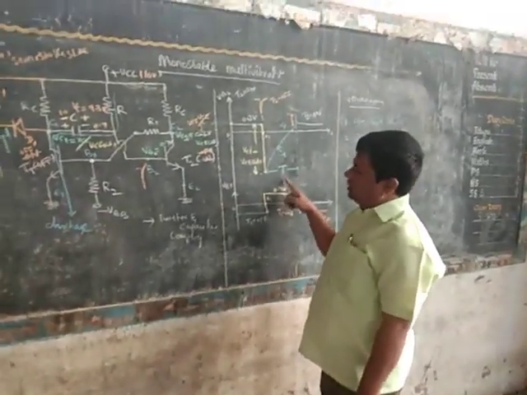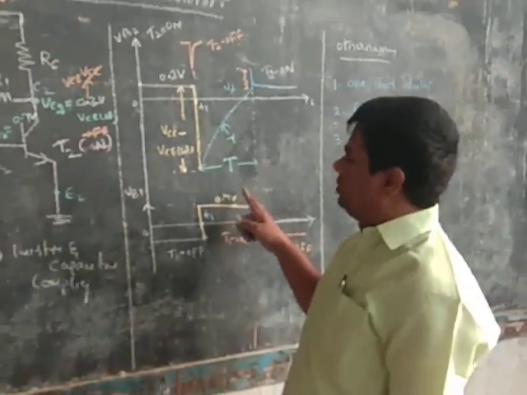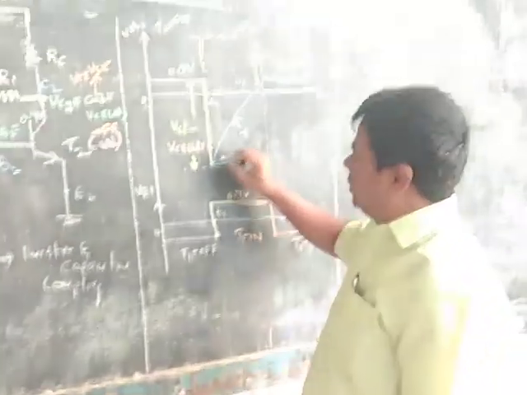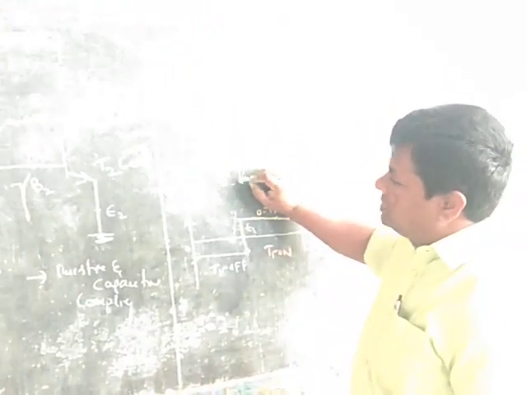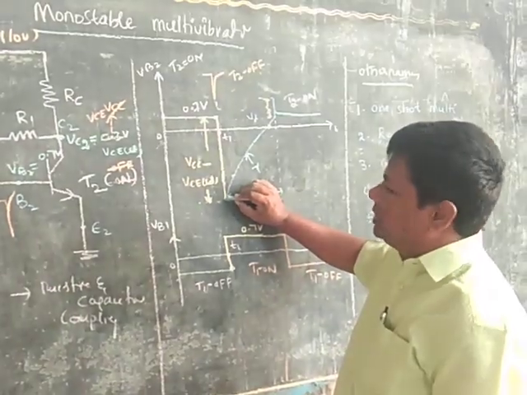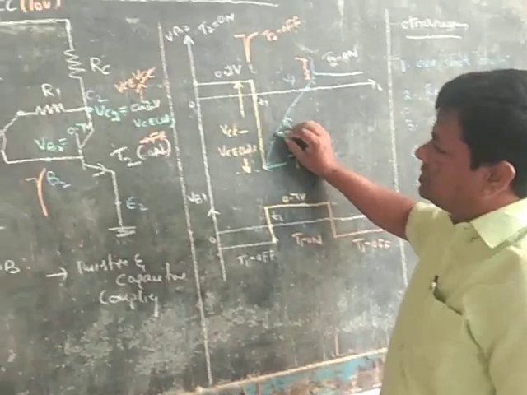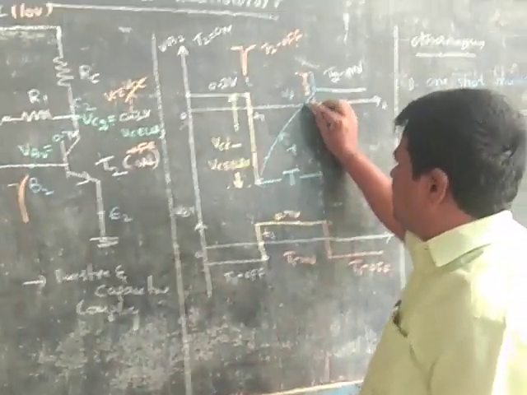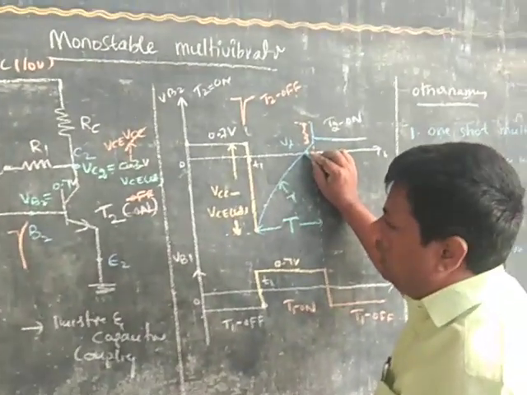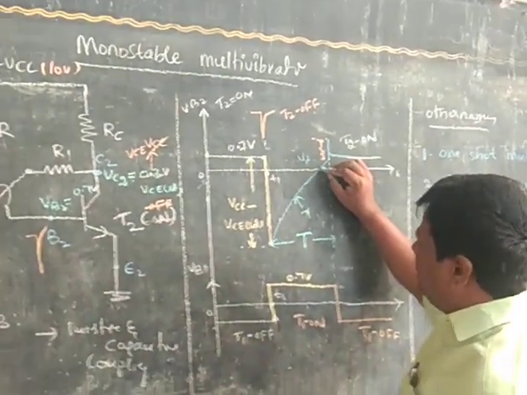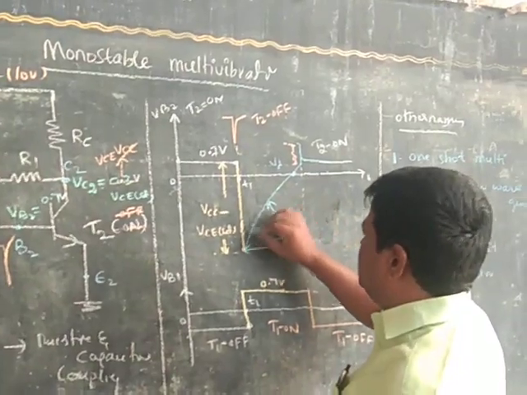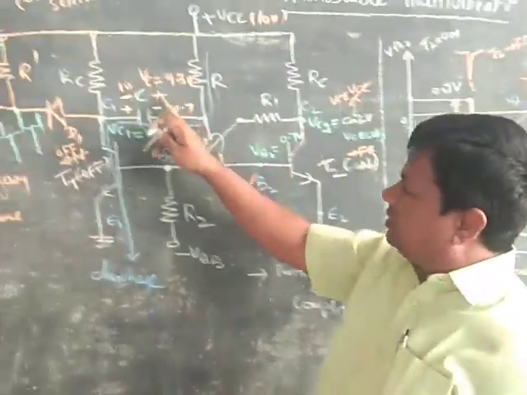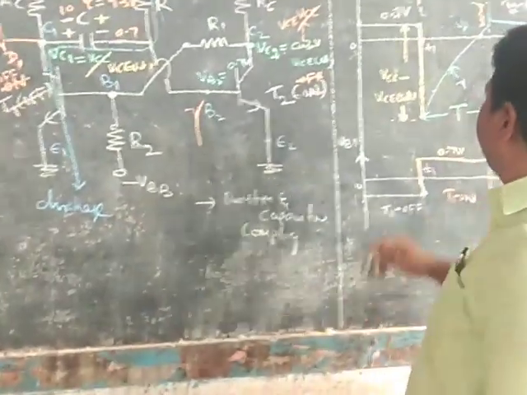Now the multivibrator enters into the semi-stable state. T2 is off, T1 is on. Now observe the capacitor functionality. The capacitor slowly discharges. Previously it was 9.3 volts, and it slowly discharges to 0. Now the capacitor charges with reverse polarity. This was discharging, now it is charging with opposite polarity. This is plus and this is minus.